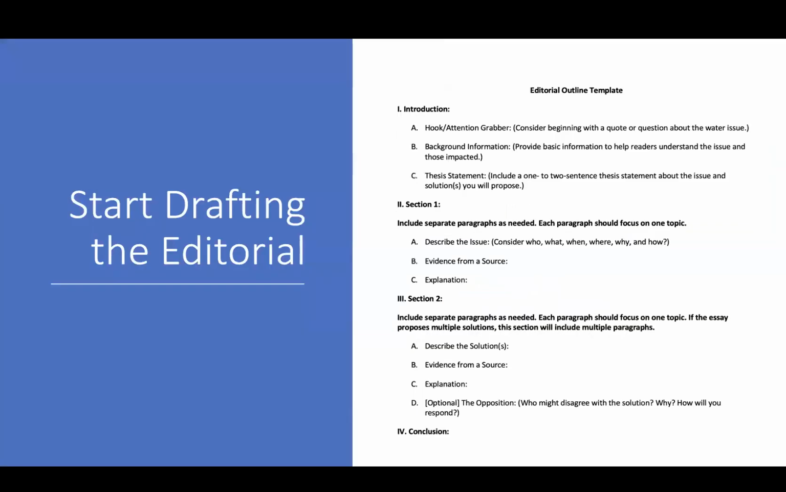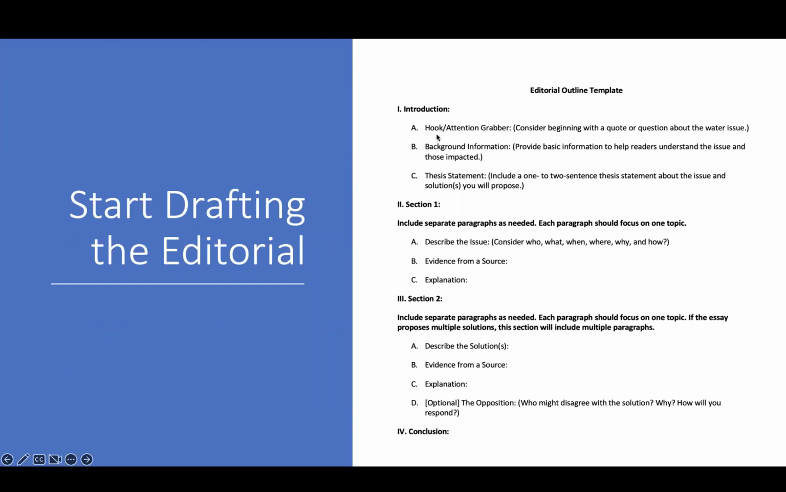Then you're asked to start drafting your editorial on water. And in this section of the course, there is an editorial outline template that can be used to help you create your editorial. You don't need to turn in this template, this outline. It's just there to help you, but it gives you a sense of what you might include in your editorial. And so because this is an academic piece of writing, in our introduction, we're looking for three things.